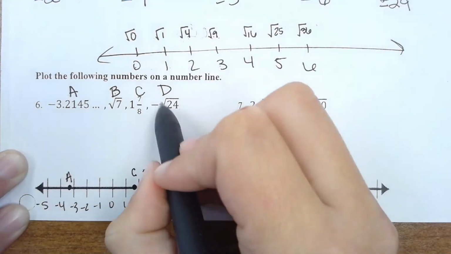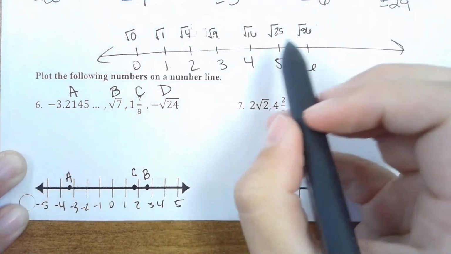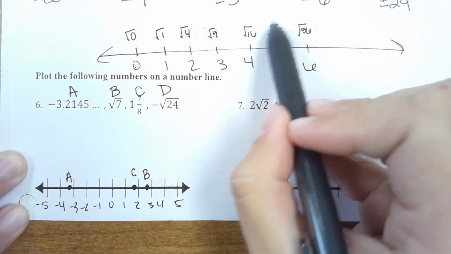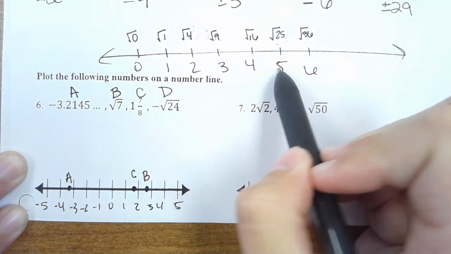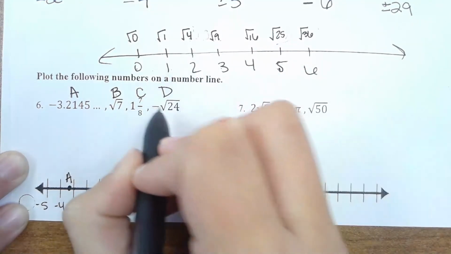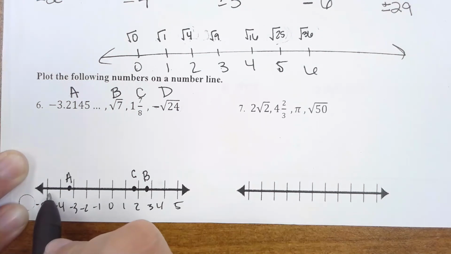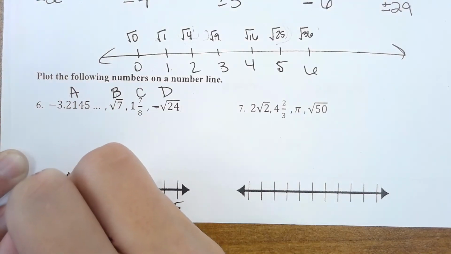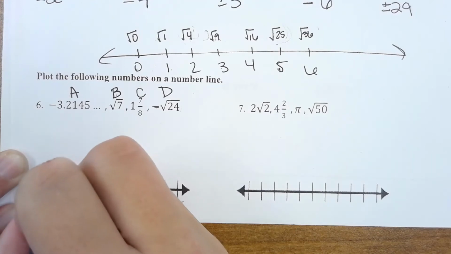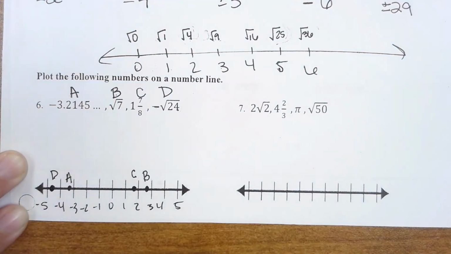And then negative square root of 24. So the square root of 24 is very close to the square root of 25, which equals 5. So its negative would just mean I would be over here on the negative side. So again, it's going to be close to -5, but not all the way there yet. So D would be somewhere in that region.